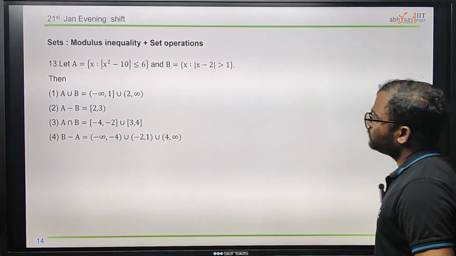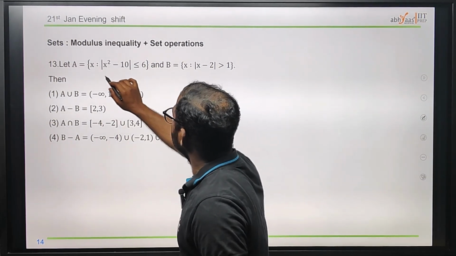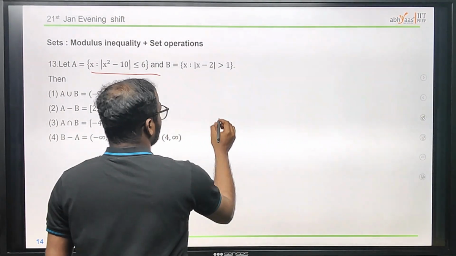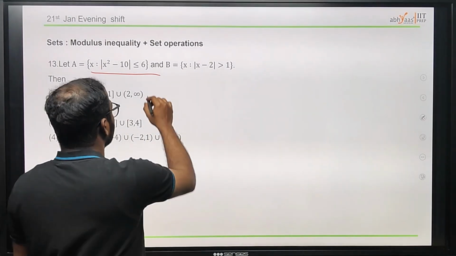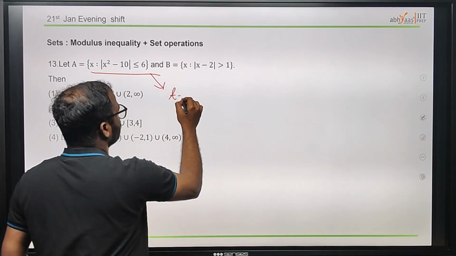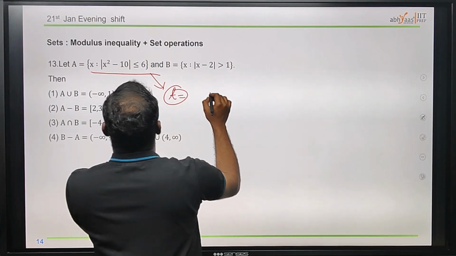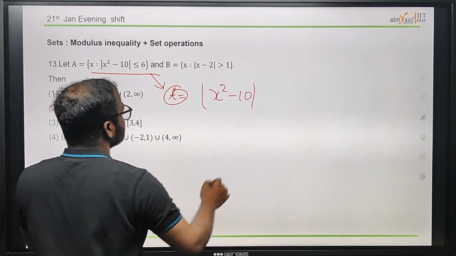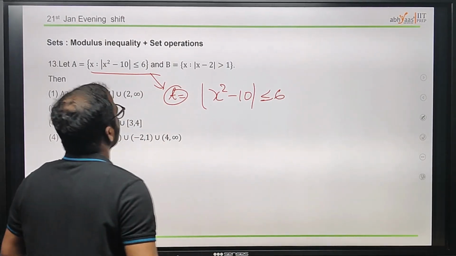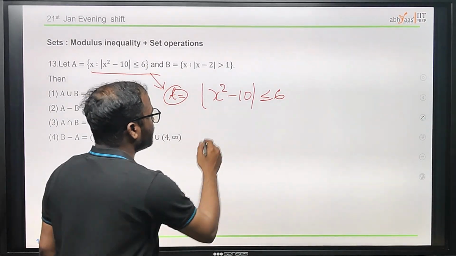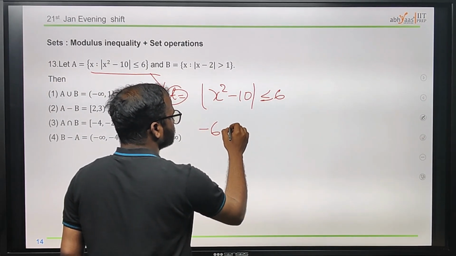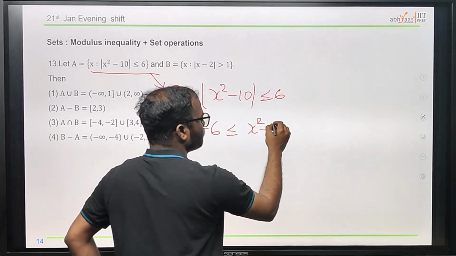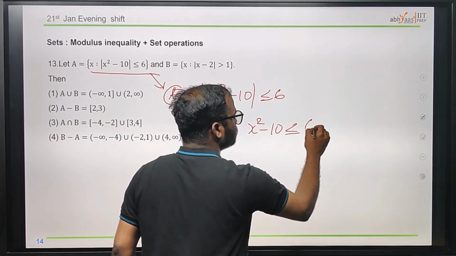Okay, now on the basis of modulus, we have two sets here. In order to find this, first take the first set, which is A, equal to this one. We have |x minus 10| less than or equal to 6. We can write it as minus 6 less than or equal to x minus 10, since we have taken the modulus, less than or equal to 6.